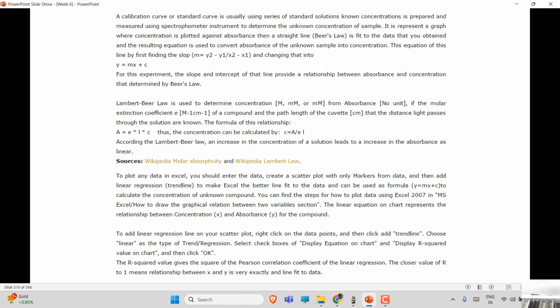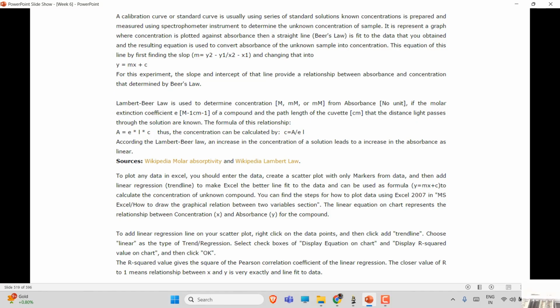So the equation of this line is found by first finding this and changing it into y equals mx plus c, which is the equation of a straight line. So for this experiment, the slope and intercept of the line provide a relationship between the absorbance and the concentration that determines Beer's law. Now, the Lambert-Beer law is used to determine the concentration from absorbance if the molar extinction coefficient of a compound and the path length of the cuvette, the distance light passes through the solution, are known. The formula for this relationship is this: A equals εlc.